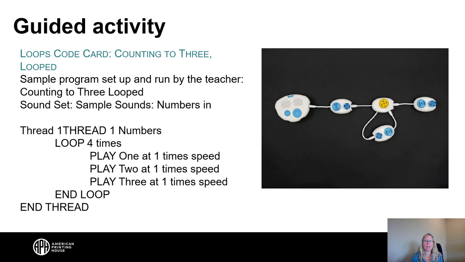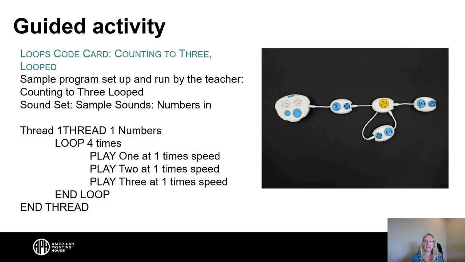Up on the screen right now is the loops code card, counting to 3 looped, and so that is actually the answer. This is the sample program set up and run by you, and it shows the code at the bottom. Thread 1, numbers, loop 4 times, play 1 at 1 times speed, play 2 at 1 times speed, play 3 at 1 time speed, end loop, end thread.